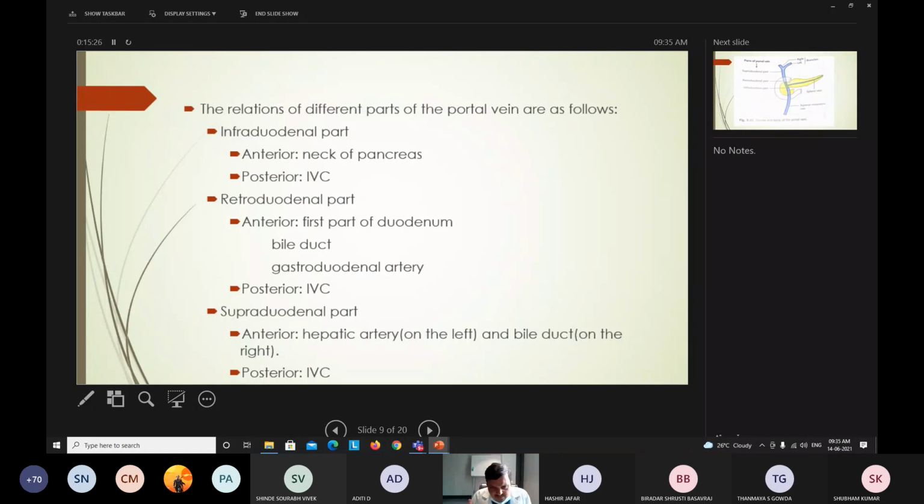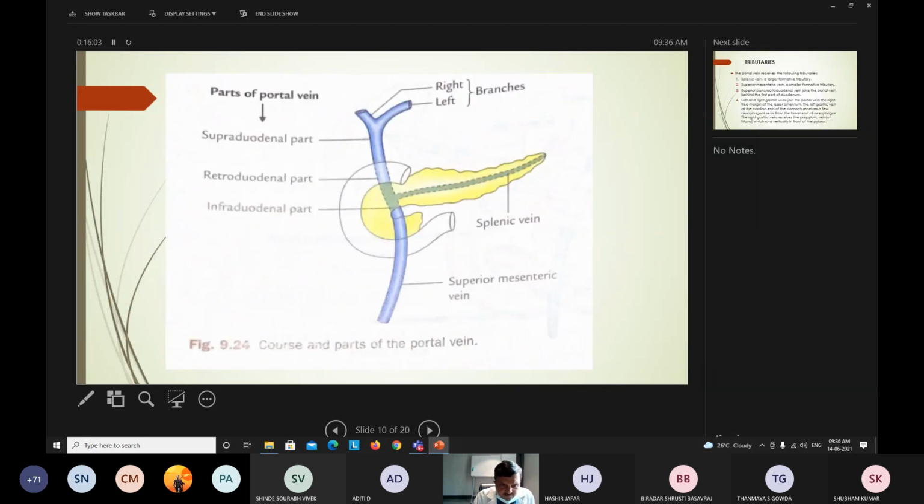Supra means above the duodenum. So anteriorly, the supraduodenal part of the portal vein is related to the hepatic artery on the left side and the bile duct on the right side. Remember this. Posteriorly, same, the inferior vena cava.